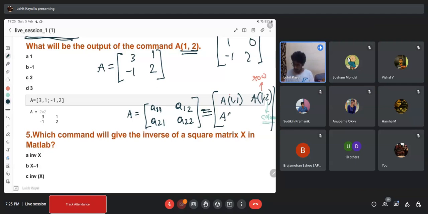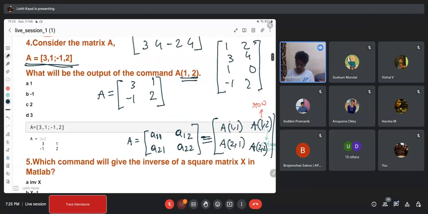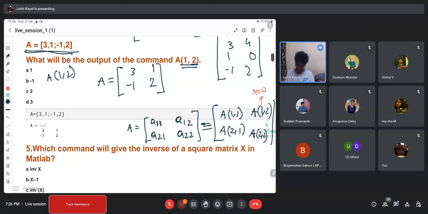This element will be A21, that means it is the second row and first column, and this is A22, second row, second column. Now the question is, what will be the output of the command A(1,2)? Obviously A(1,2) means first row, second column, that means this one. So this one will be the answer. Okay, I think this is clear.